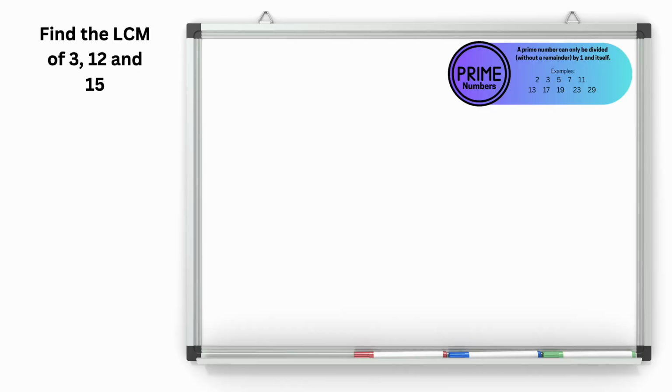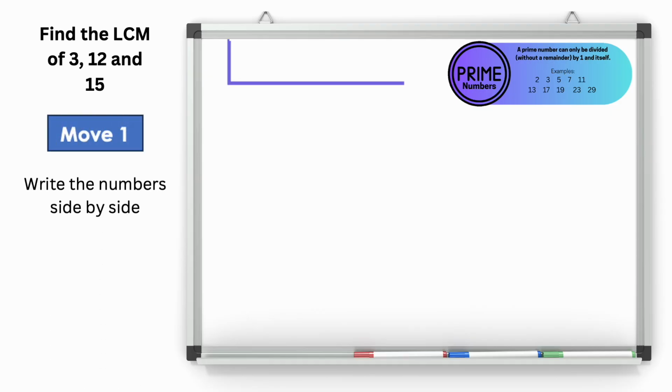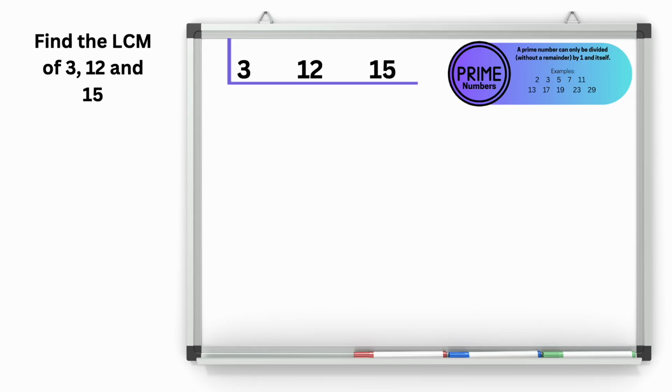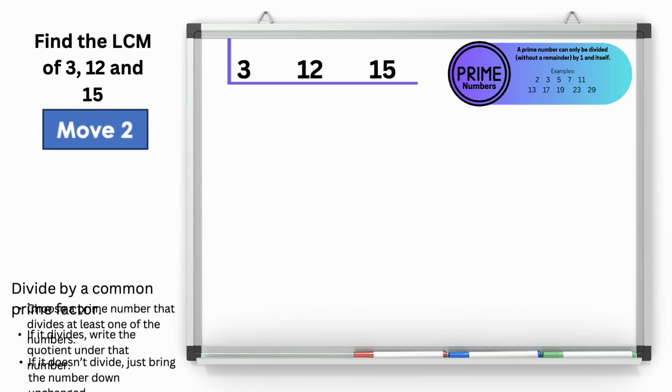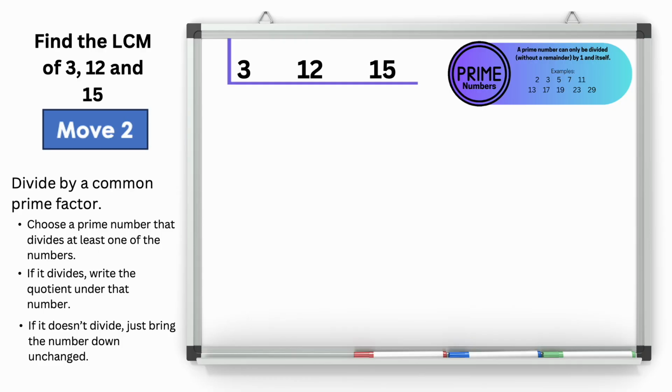Now we're going to find the least common multiple of 3, 12, and 15. Let's get started. We're going to write all our numbers side by side. Next, we're going to start dividing by our prime numbers. Our first prime number is 2. So let's try to divide by 2.